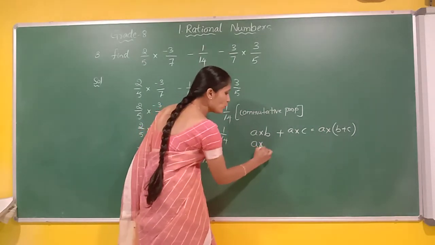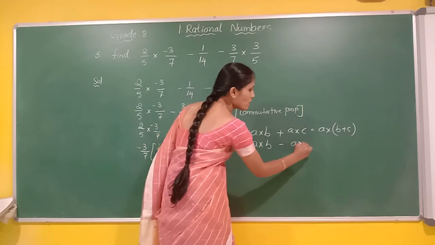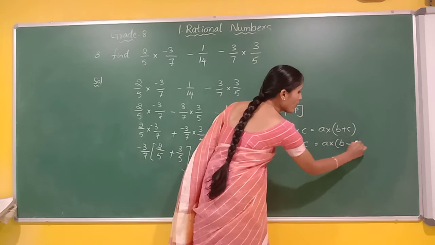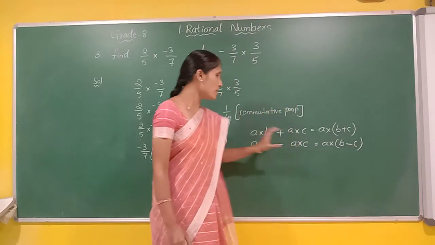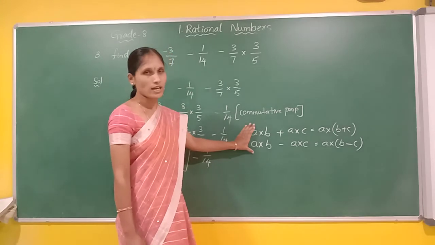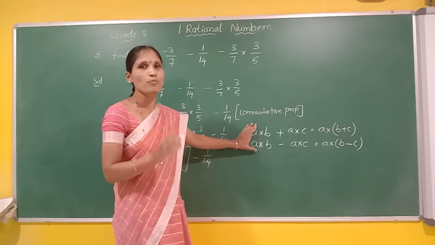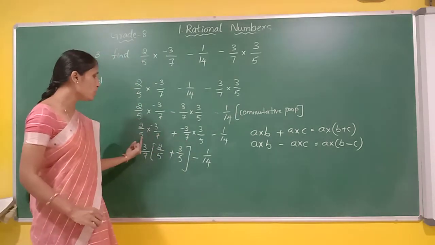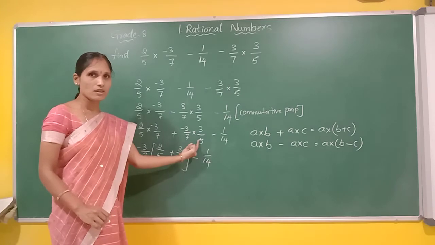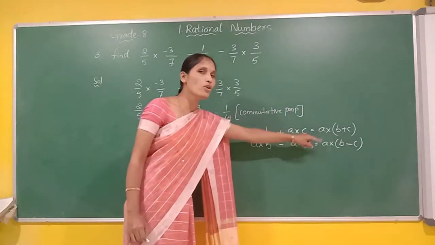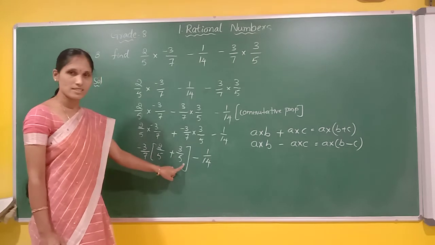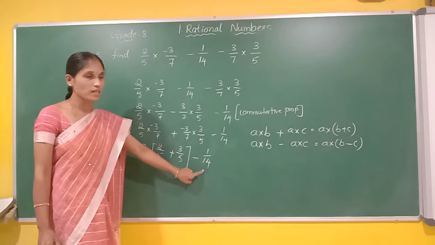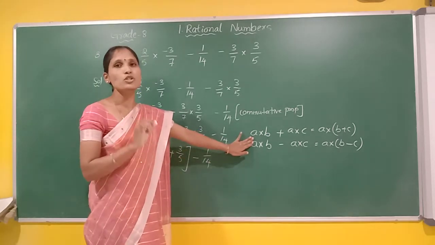And one more: a into b minus a into c equal to a into (b minus c). This property is known as the distributive property. Here also we are following the distributive property: a into b plus a into c equal to a into (b plus c). This property is known as the distributive property.